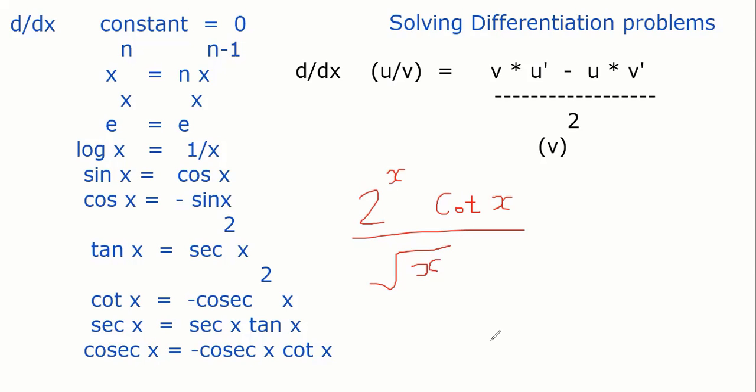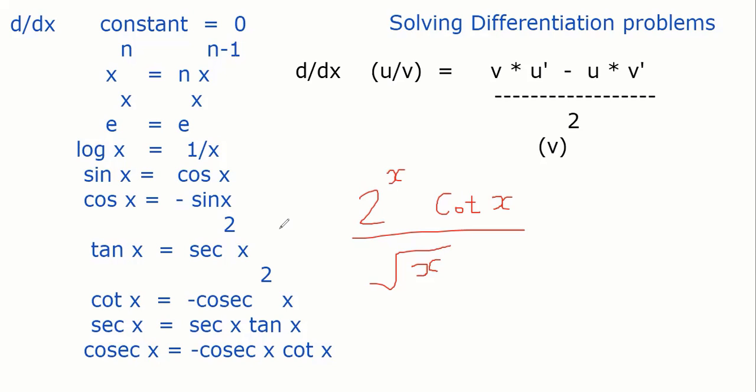So there are three functions: 2 to the power x, cot x, and root x. Or if you want, shall I make it simple and remove this? Because it's very easy, but you have three functions now. Tell me the method, how you're going to do it. Sir, first we must apply the product rule for the numerator, sir. Then we must apply the quotient rule, sir.